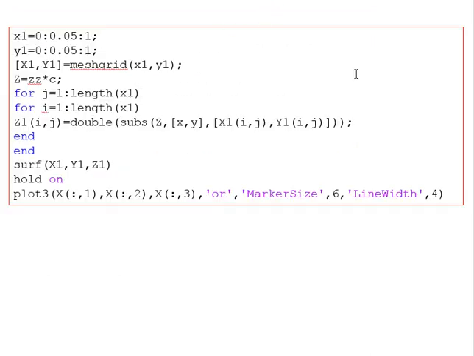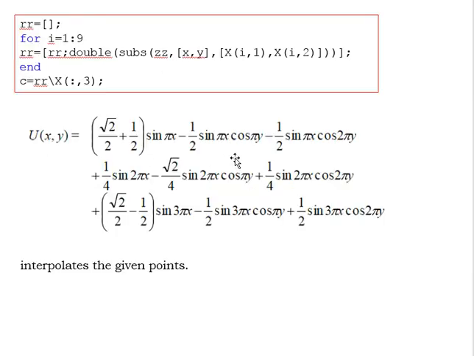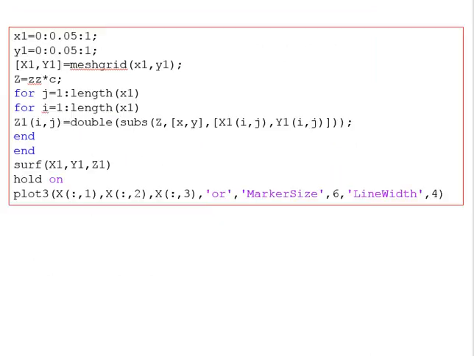Now we will draw the surface which passes through these points. Capital Z here is the symbolic form of U. This is U. Capital Z is the symbolic form. And to calculate the interpolation points, we substitute the first coordinate and the second coordinate in this formula of Z, and we get Z1 here.